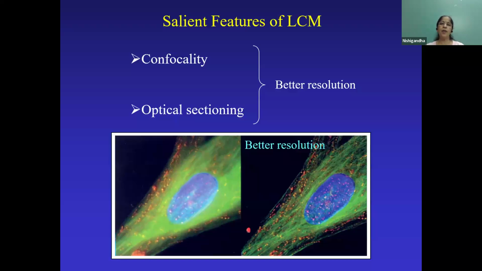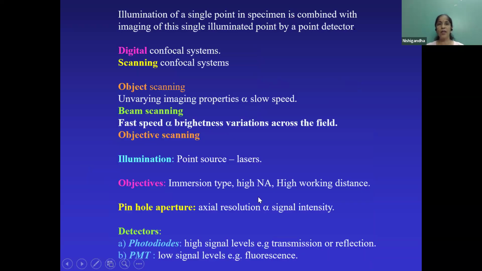So the salient features of LCM, I could say, are confocality and optical sectioning, which take you to a better resolution, as I showed you in these two images. I hope you agree with that. Now let's just summarize what we have seen till now. So what is confocal? Illumination of a single point in the specimen is combined with imaging of this single illuminated point by a point detector.